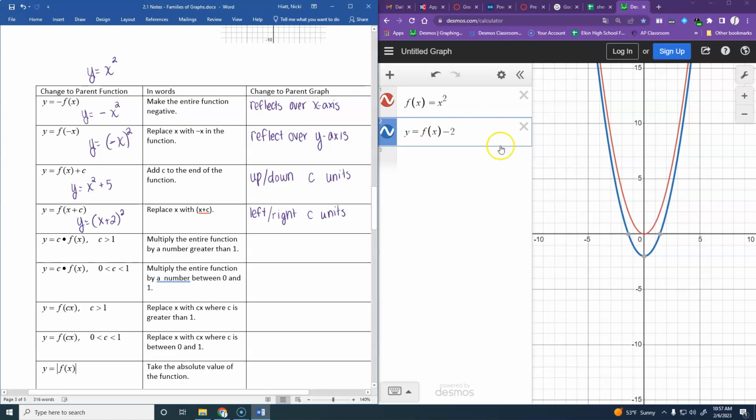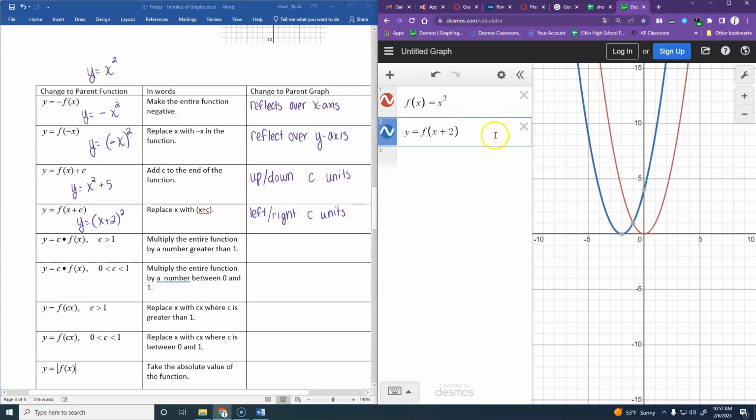So let's say I put a plus 2 right there. Okay, which direction did that plus 2 move my graph? Red was my original. It moved it to the left. But I put a plus 2, right? That is the positive direction, which would make me think the right direction, right?